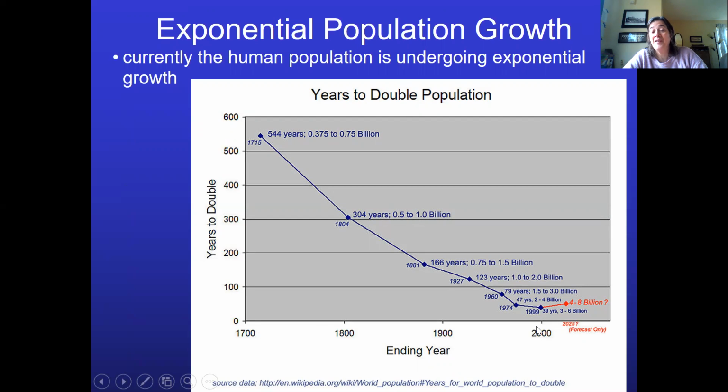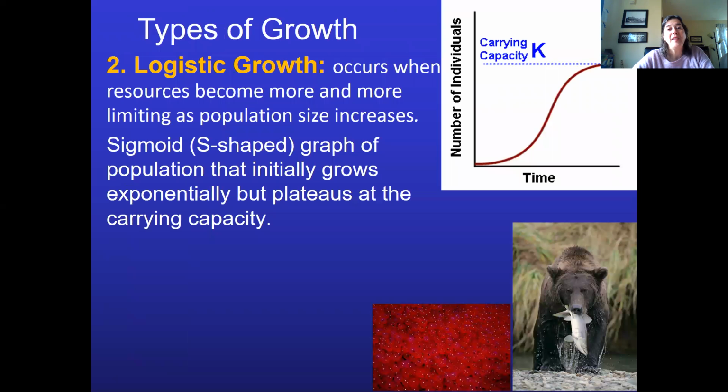There is evidence, however, that this has slowed down. Most recently, it's taking longer to add the next million people to the planet than the million before it. So we're actually seeing now that our doubling time is starting to increase, which means our population growth rate is decreasing. Logistic growth is what you get when there are things that are limiting your growth.